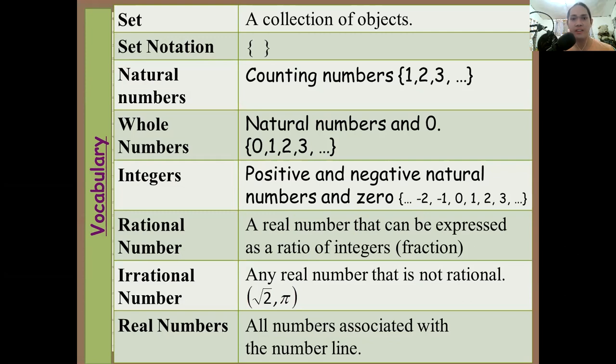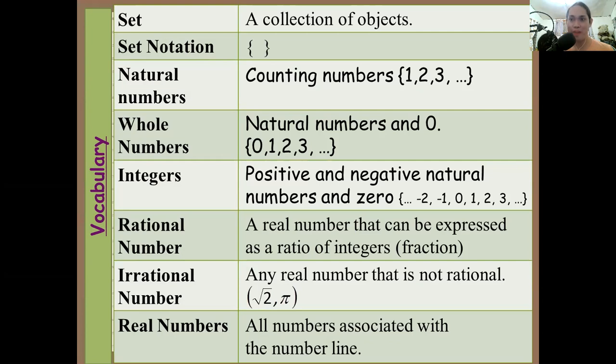Okay, so we have there the word integers. We define it as positive and negative natural numbers and zero. So examples, as you can see, -2, -1, 0, 1, 2, 3, and so on and so forth. And we also have rational numbers. We define a rational number as a real number that can be expressed as a ratio of integers or fraction. And of course, we have the irrational numbers. An irrational number is defined as any real number that is not rational. So examples of it are the square root of 2 and pi.